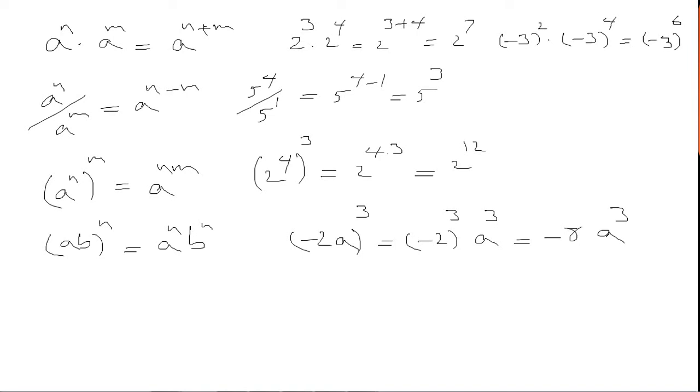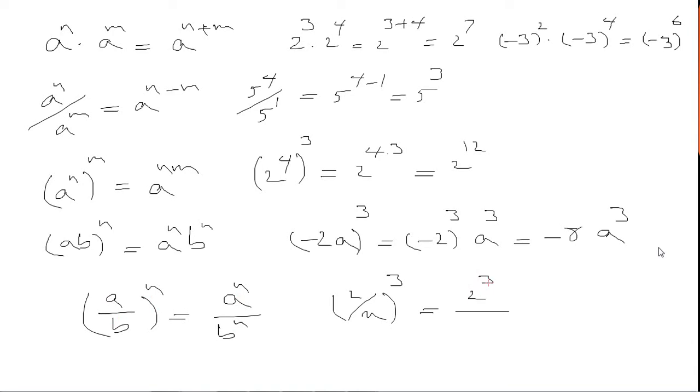Next. a over b to the power of n. This is a to the power of n over b to the power of n. Let's look at one example. 2 over x, raised to the power of 3. This is 2 to the power of 3 over x to the power of 3, so it's 8 over x to the power of 3.